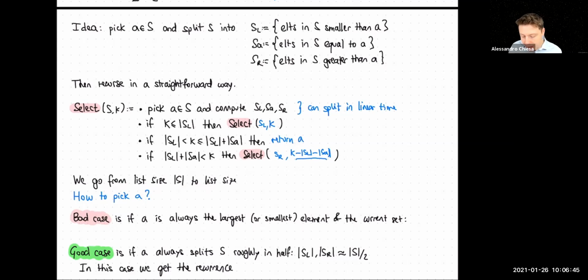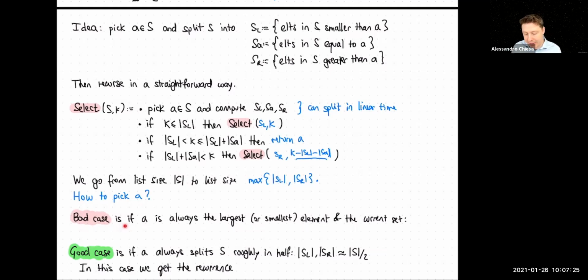Well, the recursion here means that we go from list size S to list size that is the maximum of SL or SR, right? Because I don't know a priori which of the two branches I'm going to go into, okay? So in the worst case, it could be one or the other, whichever is larger. But the sizes of SL and SR depend on how A was picked, right? And there are some pretty unlucky choices of A.